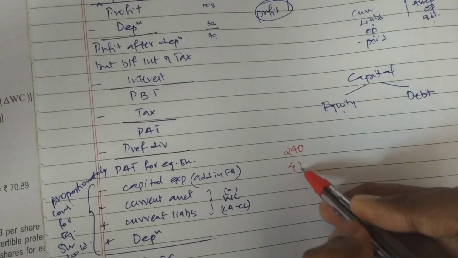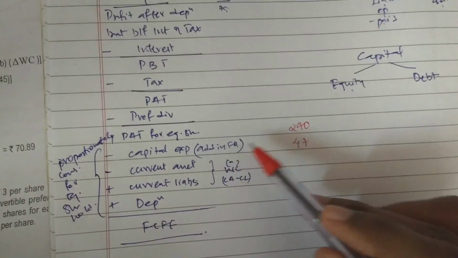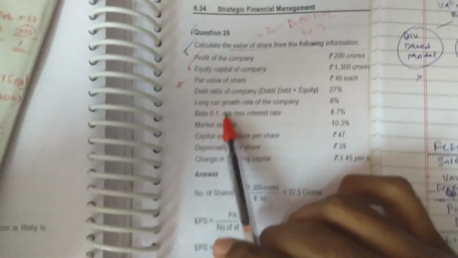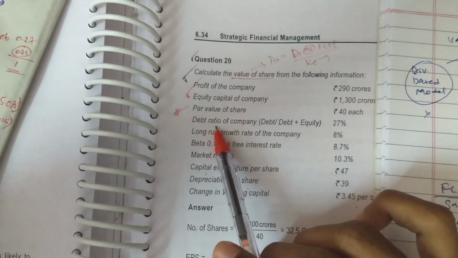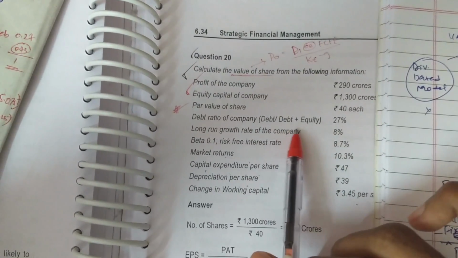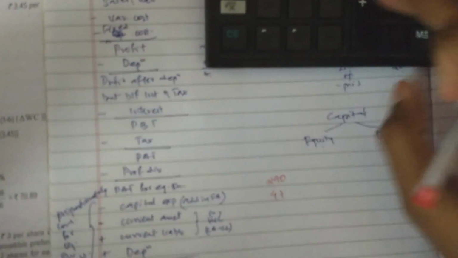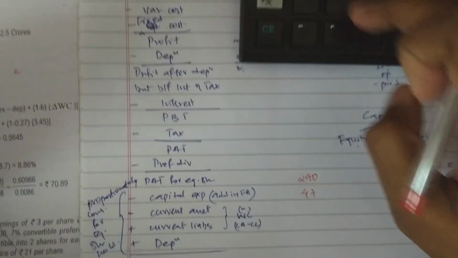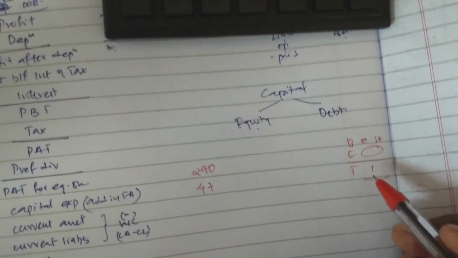Your capital expenditure per share is 47 rupees. It has to be proportionate. Is any proportion given in the question? Yes, the debt ratio of the company, that is debt divided by debt plus equity, is 0.27. That's 27%, obviously 0.27. Debt is 0.27 and equity is something, so that the total reaches 1. I hope you understood. Out of the 100%, 27% is debt. So 1 minus 0.27, or 100 minus 27, is equal to 0.73.